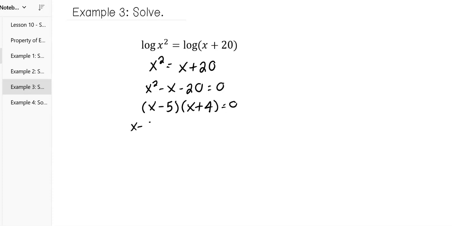Now separate them. x - 5 = 0, x + 4 = 0, and solve. So we end up getting x = 5 and x = -4. Last step is to check. So let's go ahead and plug these back in.